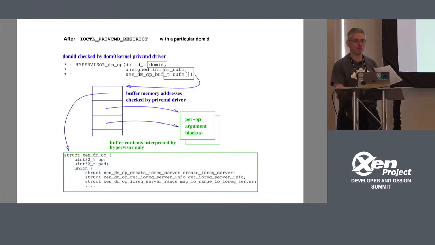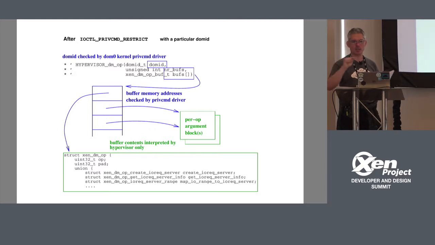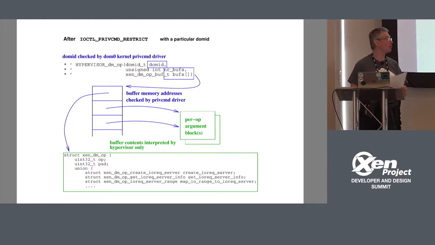During QEMU startup, before it starts to interact with the guest and might be taken over, while it's still trusted, it makes a special ioctl to the driver to say, I'm going to be the QEMU for this particular domain. And after that, the privcmd driver restricts the hypercalls that QEMU can make.